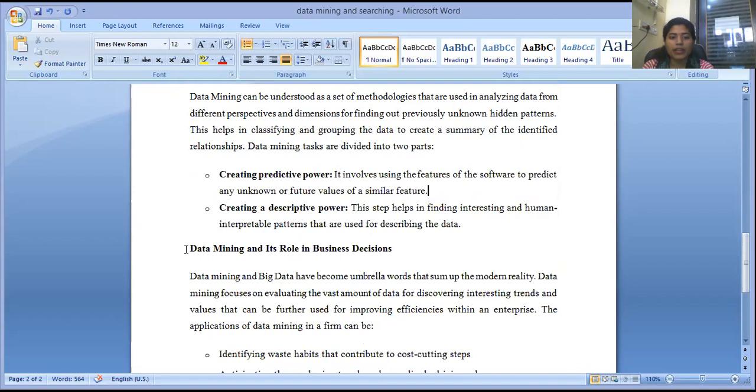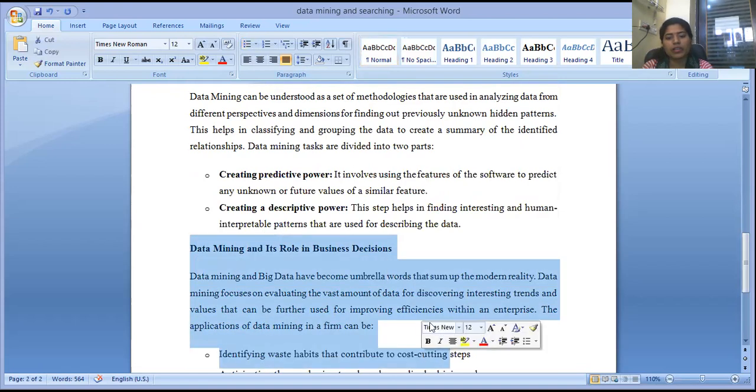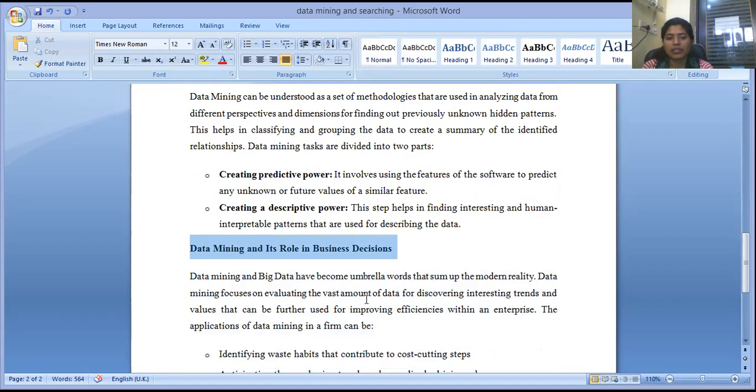So, data mining and its role in business decisions. What is the role of data mining in business? Okay, so data mining and big data. Here you also see the term big data, which I will discuss later. Data mining and big data have become umbrella words of modern reality, isn't it? Data mining focuses on evaluating a vast amount of data for discovering interesting data from that vast amount of data.